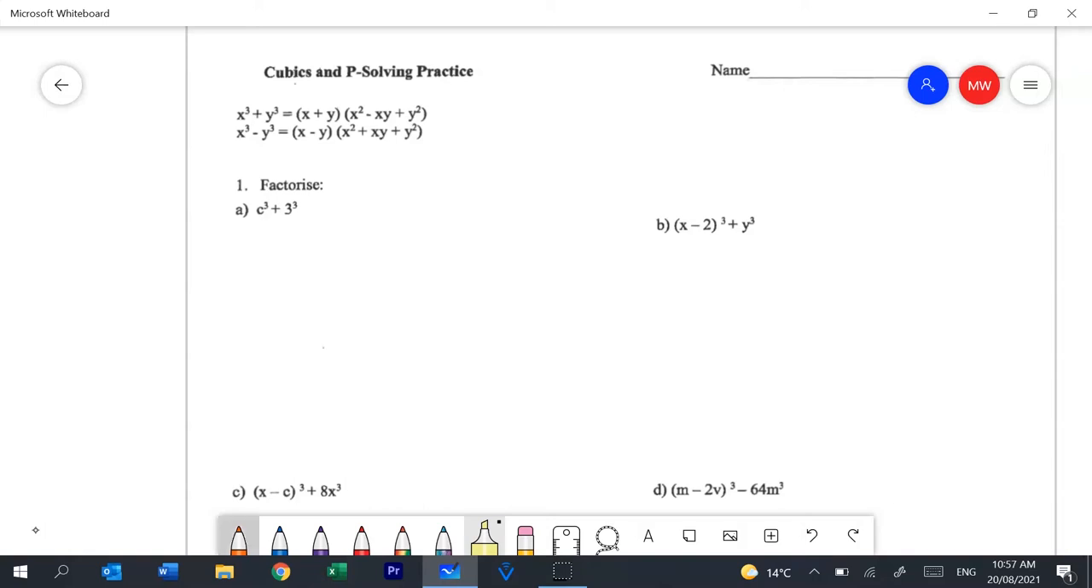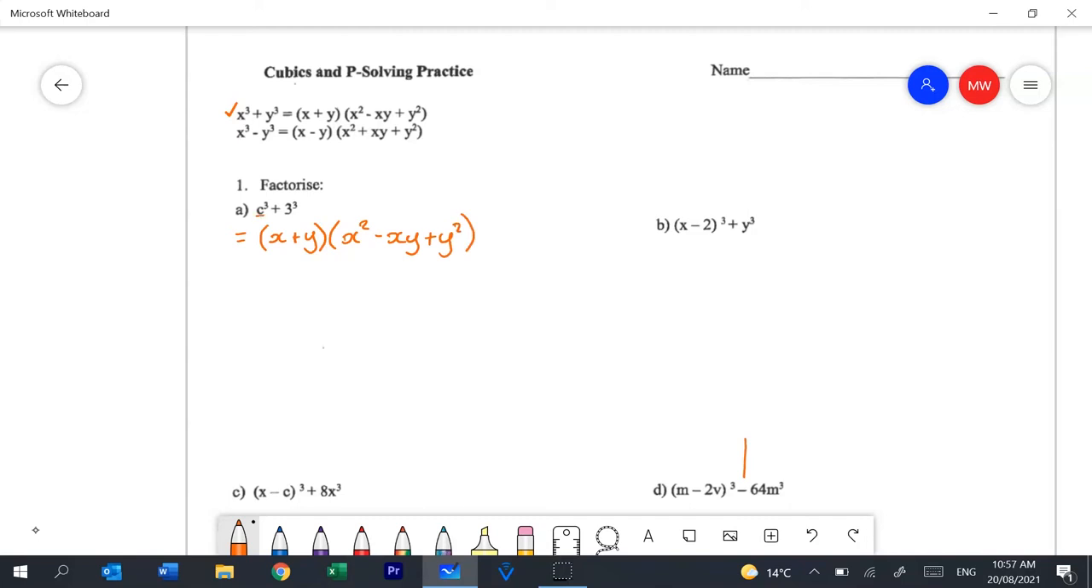The first one here is great. We can see here that both terms are cubed, and most importantly, it's positive. So I'm going to choose this formula here. If it was negative, like question D down here, I would use the other formula because of this little negative symbol right here. So we start out by writing out the formula that we're going to use: x plus y times x squared minus xy plus y squared.